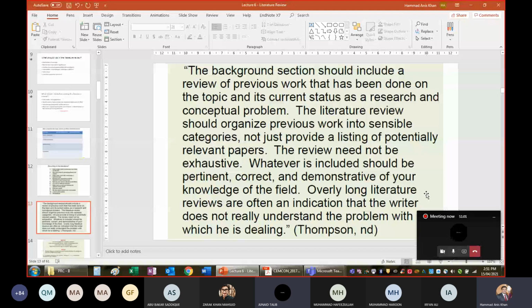Overly long literature reviews are often an indication that the reviewer does not understand the problem with which he is dealing. If you do an extensive literature review, and your literature review chapter is like 80 to 100 pages, this shows that your literature review is not correct, or you are putting everything in. You are just filling the pages. You don't have the understanding of the topic, or you are not actually fully aware of what you are studying.